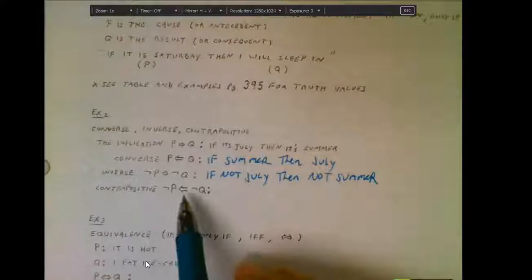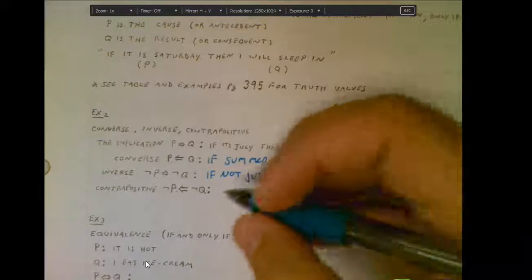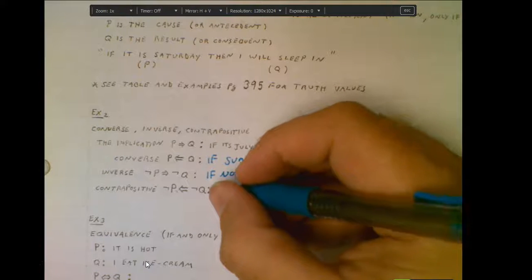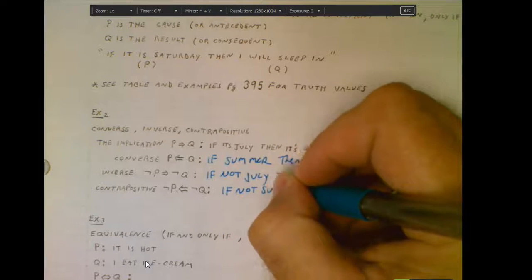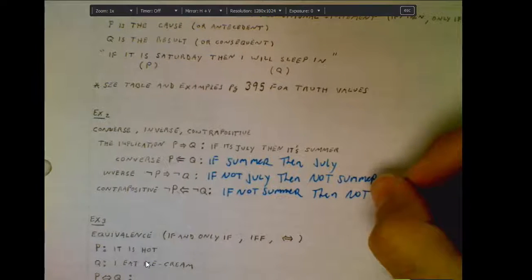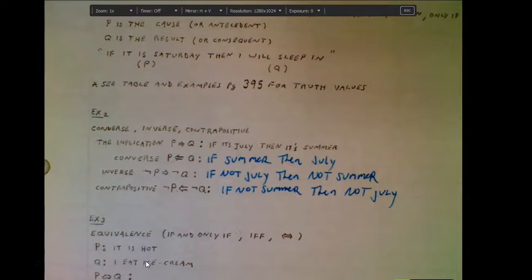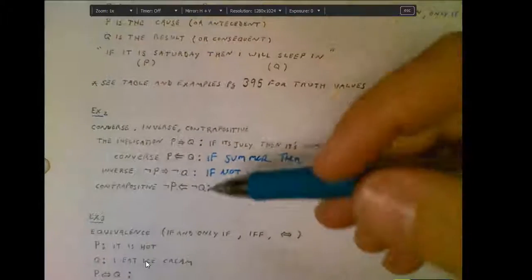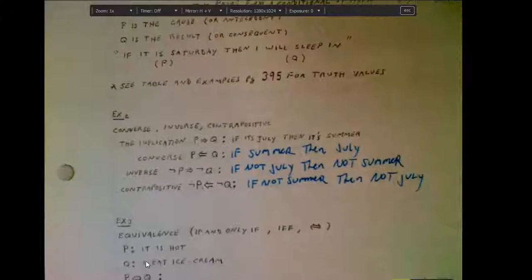Contrapositive is where you switch the order, so switching the arrow as well as throwing in the word not. So for the last one here, we would say if it is not summer, then it's not July. So a couple of things you just got to remember on that as far as the notation and the wording that we would throw into those.